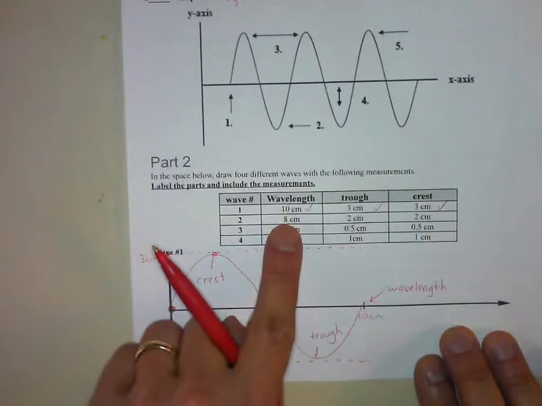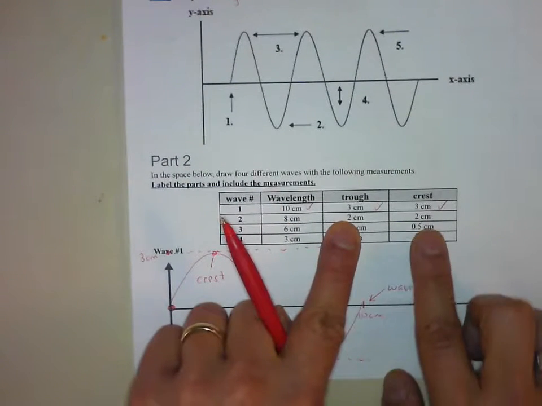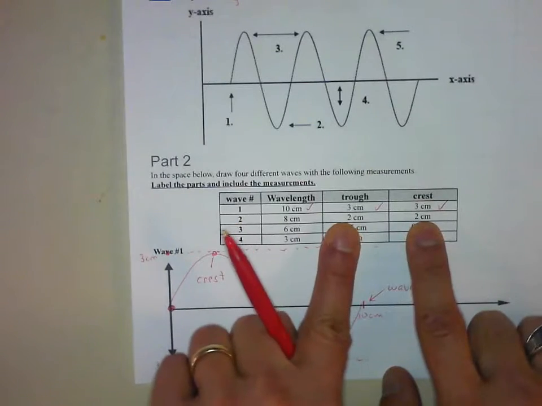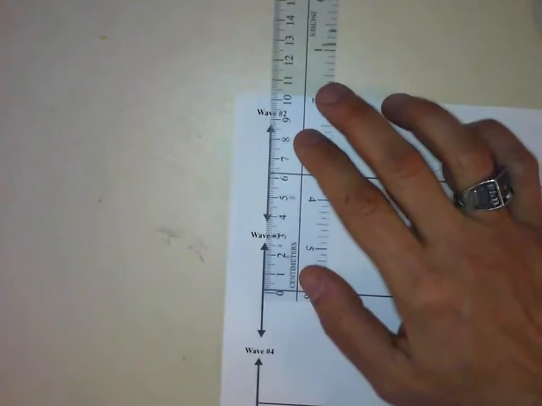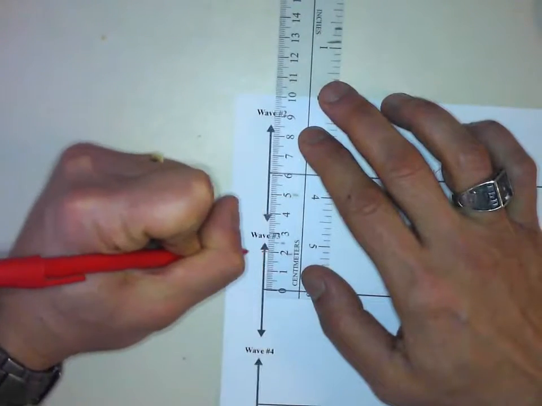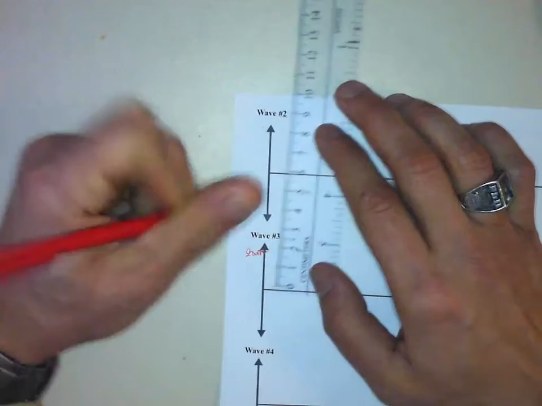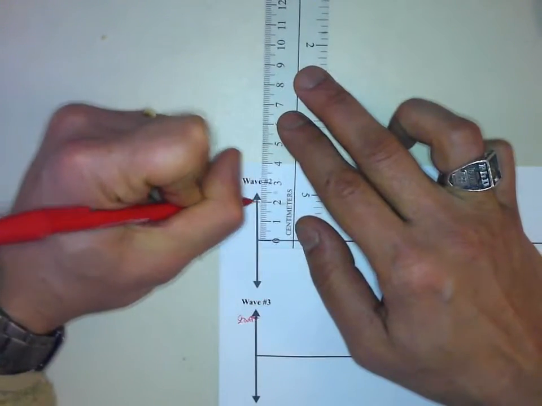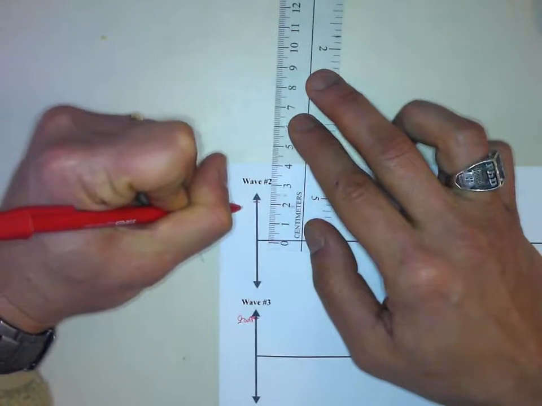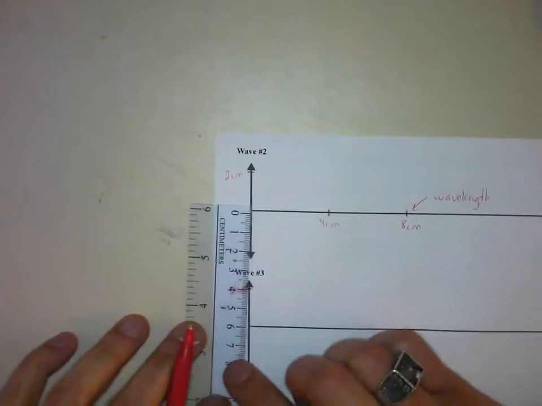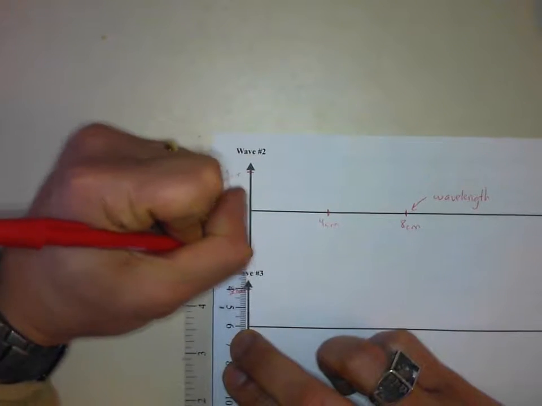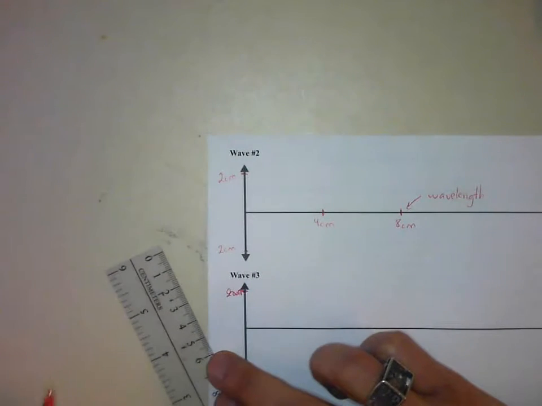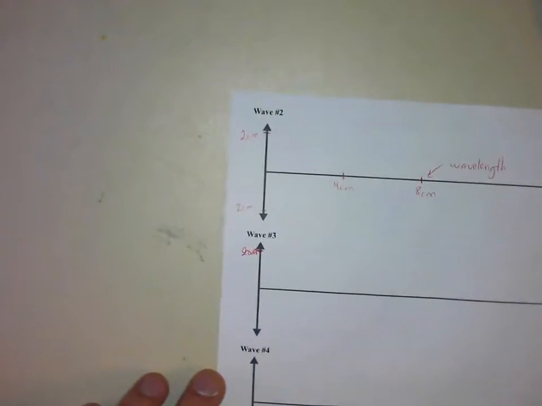The trough is 2 centimeters, and the crest is 2 centimeters for number 2. Let's go over here. So I'm going to measure the crest, 2 centimeters. Ooh, wrong one. I'm on wave number 2. I should go to wave number 2. So the crest is 2 centimeters, and the trough also 2 centimeters. Okay. Going to draw my line.